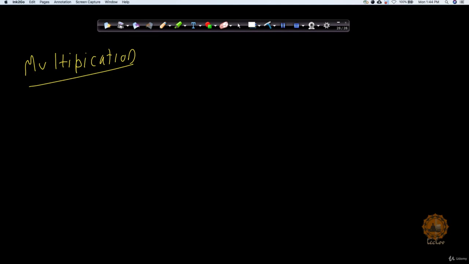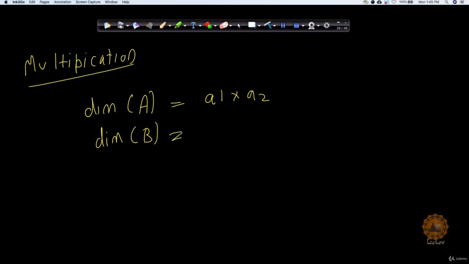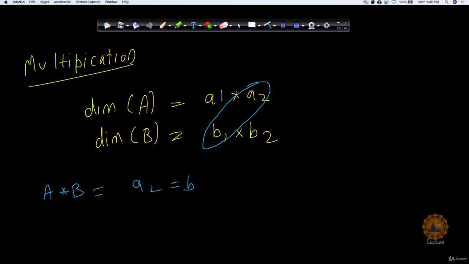In multiplication, let's say I have two matrices. One is A. Let's look at the dimension of this A. Let's say this is A1 cross A2, and let's say I have B matrix for which the dimension is B1 cross B2. Now, if I want to multiply these two matrices, say A cross B, this is only possible if my A2 is equal to B1. These two values should be exactly similar, otherwise it is not going to work.